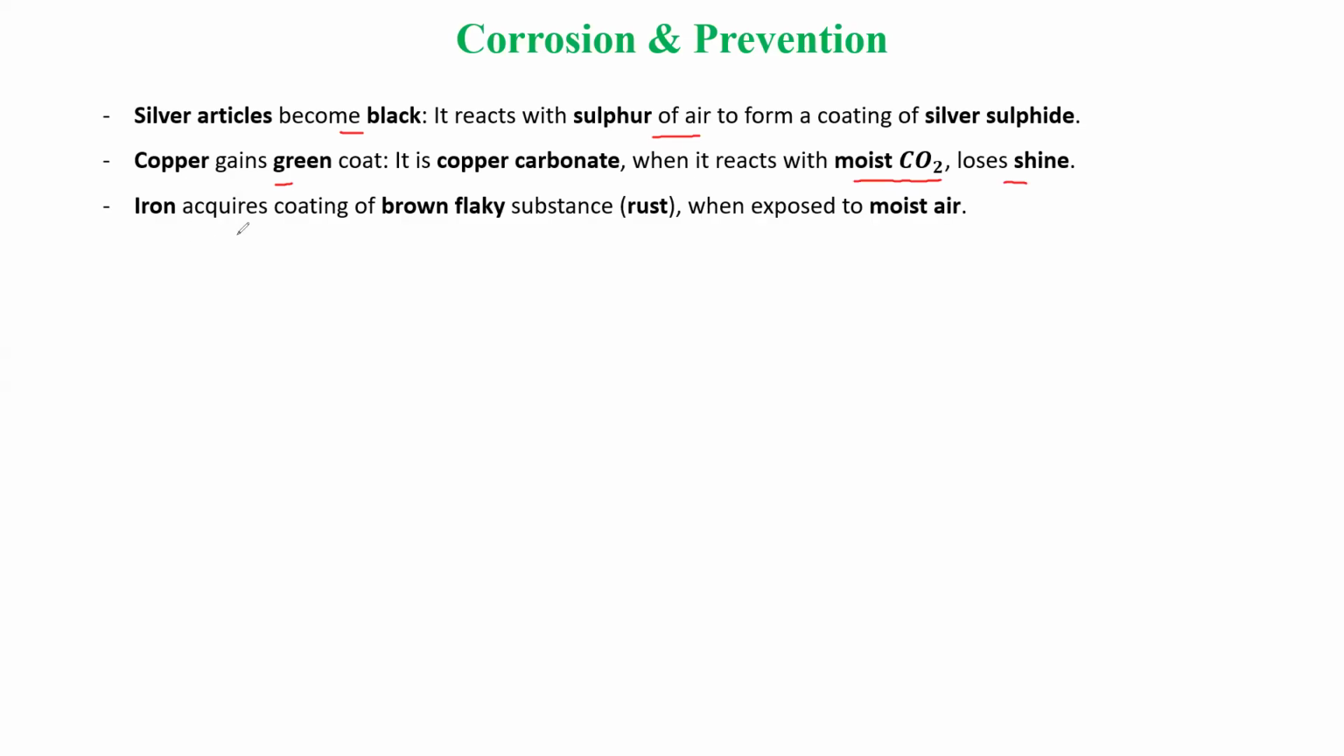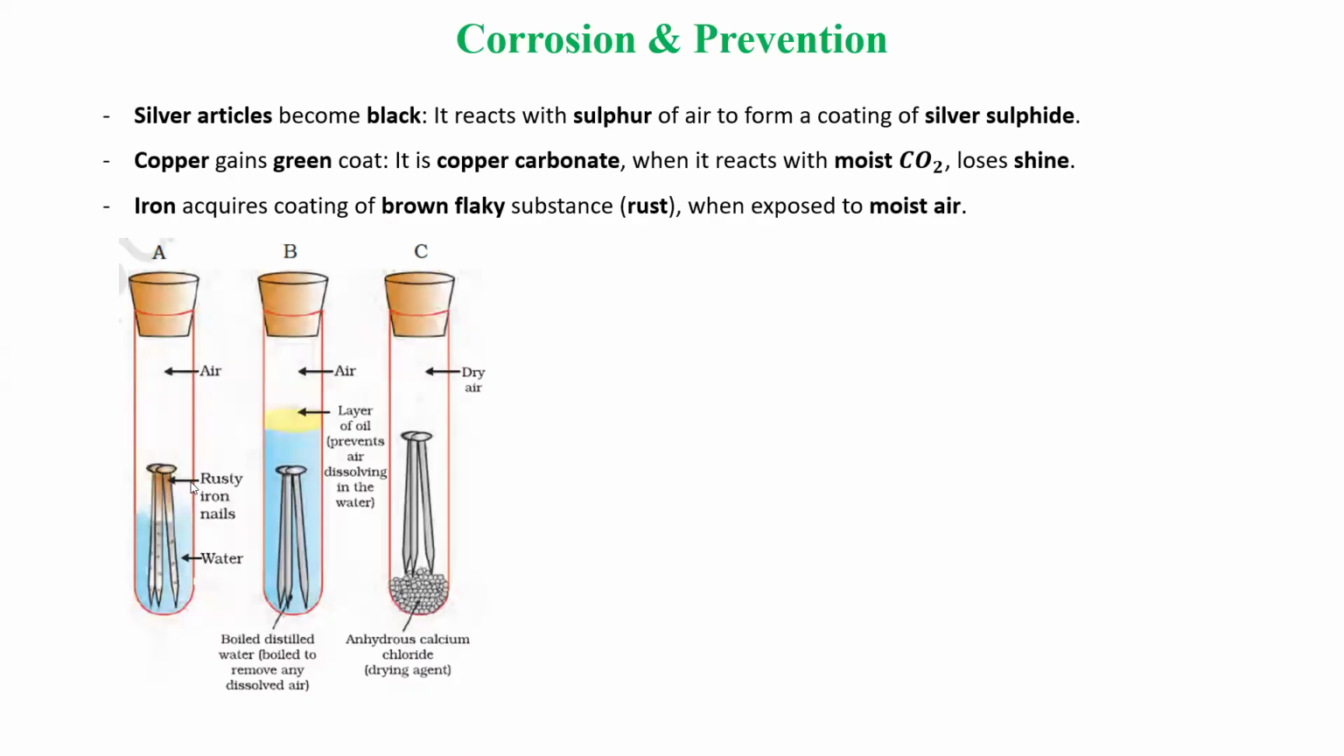Okay. And iron acquires a coating of brown flaky substance that we are seeing in many places, that is called rust, when it is exposed to moist air. So here what you see is that moisture is important along with the atmosphere in the air. Wherever substance we are going to keep, moisture is going to play the role.